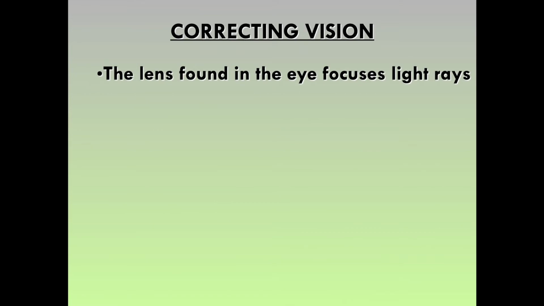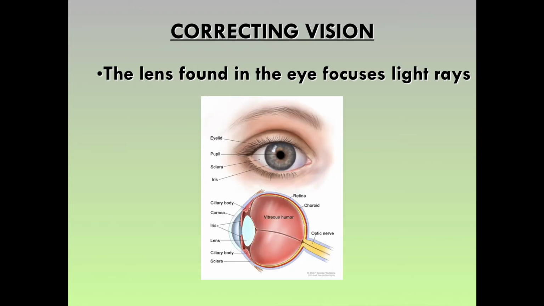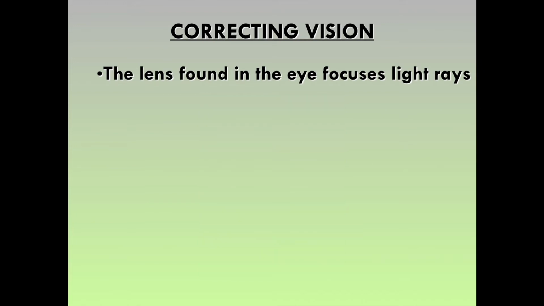Well, if your eye is normal, your lens is going to hopefully allow you to see things properly. The lens found in the eye focuses the light rays, and there's actually another part that helps to focus light rays as well. Can you think of what that is? That's right, it's the cornea. The cornea is doing a lot of the focusing, but your lens can change its shape in order to help you correct vision. So let's take a look at that now.